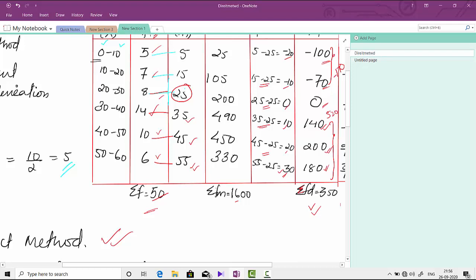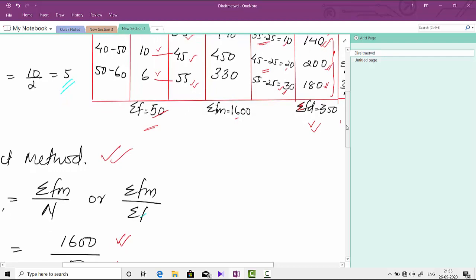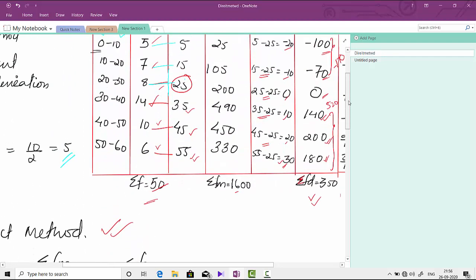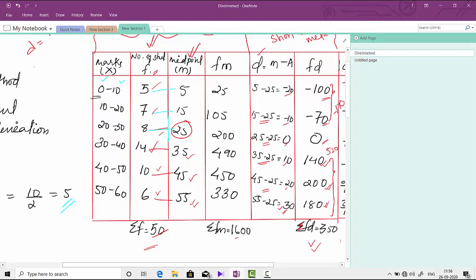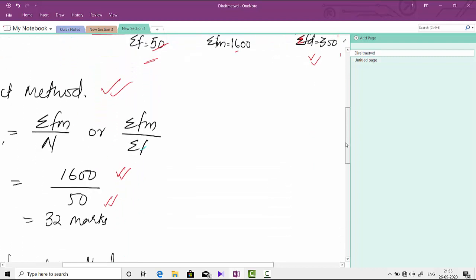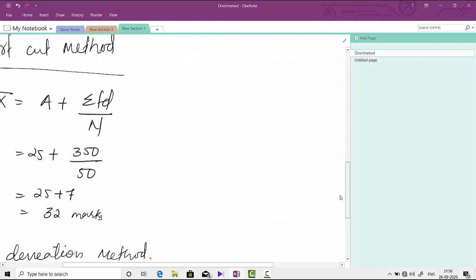So you have the value of sigma FD, you know the value of sigma F, and you also know the assumed mean, right? The assumed mean is 25. You can write it down somewhere if you are not sure, or circle it as I have, or write here A for assumed mean. Once it's done, you put these values in the formula.